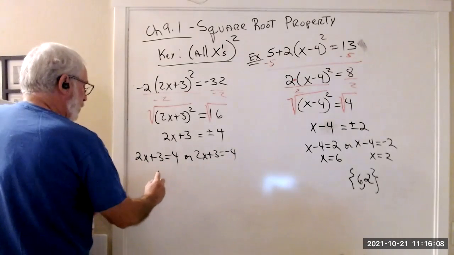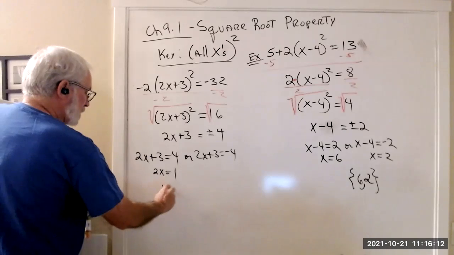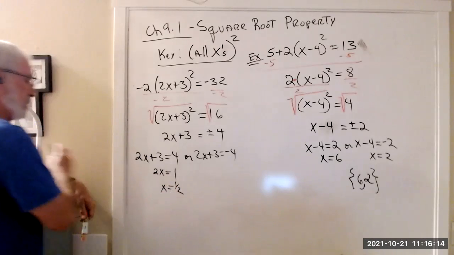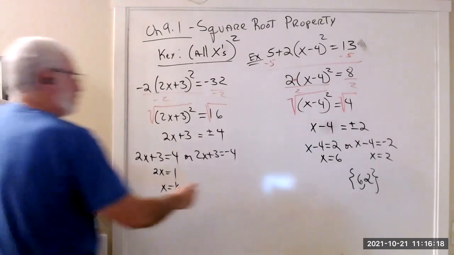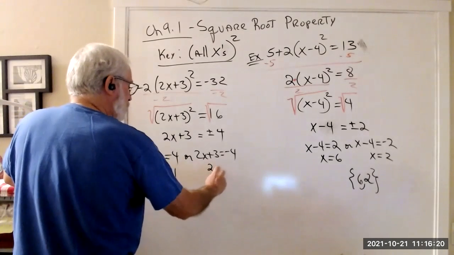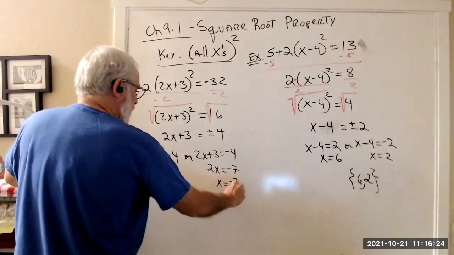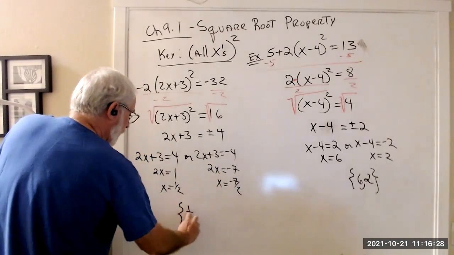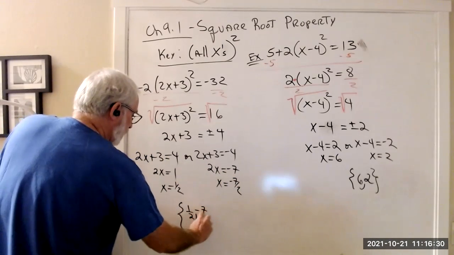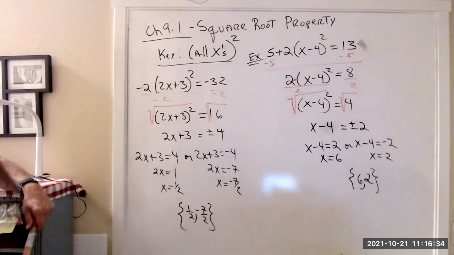So take away 3, that's 2x is 1, divide by 2, x is a half. Over here, take away 3, 2x is -7, x is -7/2. Solution set, 1/2 and -7/2. I'll give you a second to catch up.